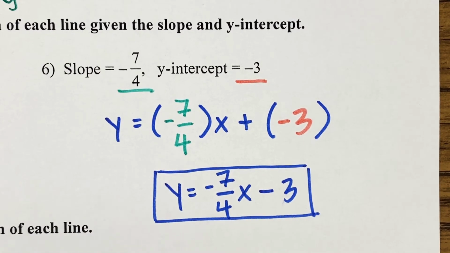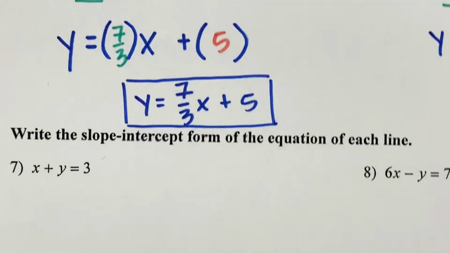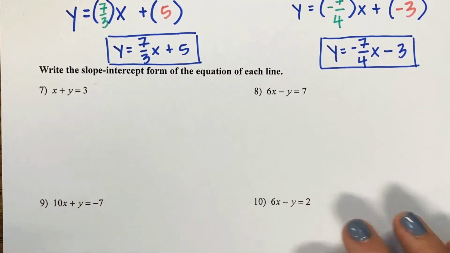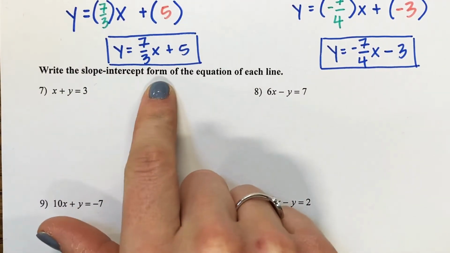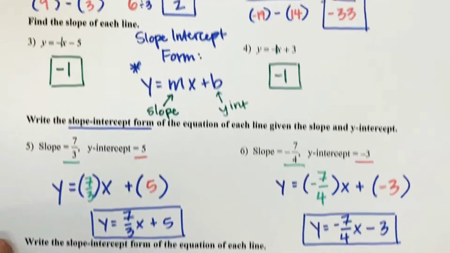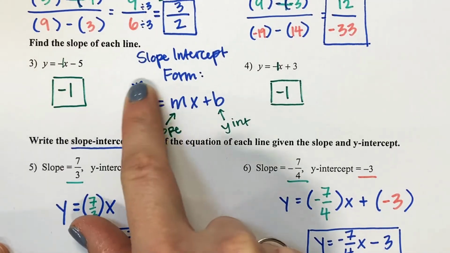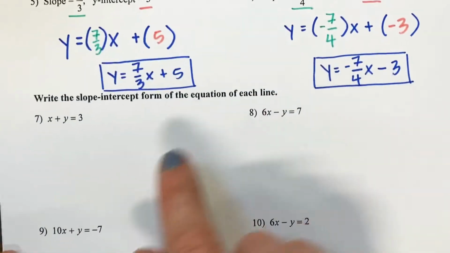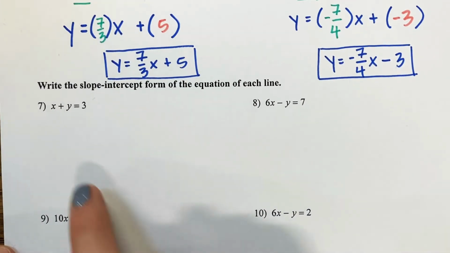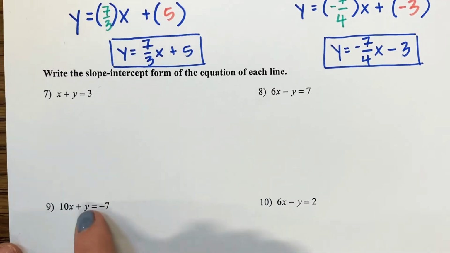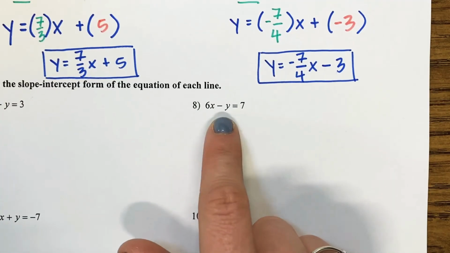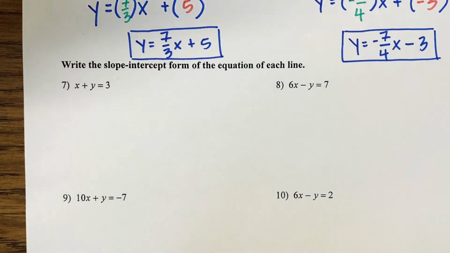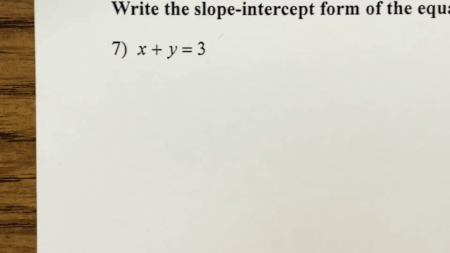Awesome. Let's look at numbers 7 through 10. Okay, so numbers 7 through 10, it's asking us to write the slope-intercept form of the equation of each line. Okay, our slope-intercept form always starts with y equals. Okay, the y is always by itself. We'll look at 7 through 10. Okay, we have things that are on the same side as our y. Okay, that means we need to move them to the other side of our equal sign. Okay, so let's take a look at number 7 first.